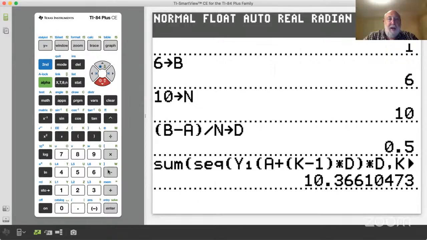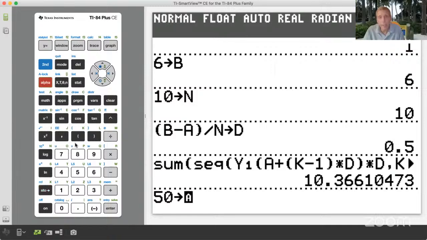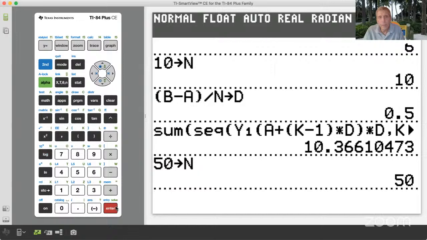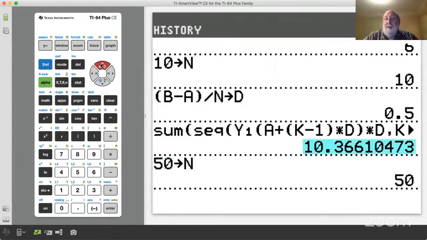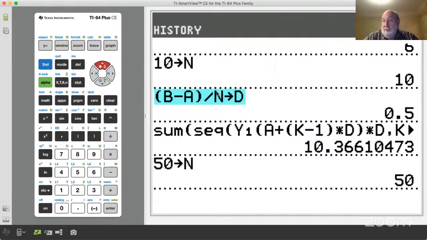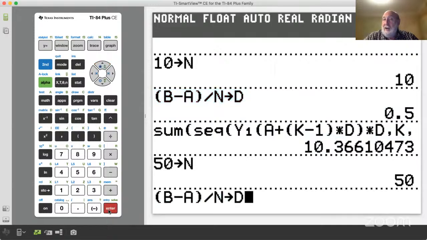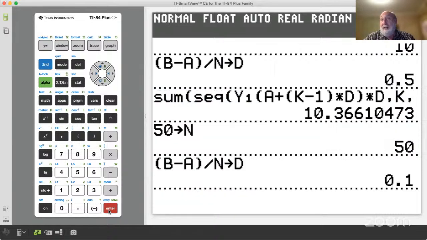Sure. So I'll do a 50 and store that in N. Now I need to recalculate my delta because I've got a lot more subintervals now. So let me just use my up arrow and go to that B minus A over N, store D. And let me just hit enter, it'll paste that down and recalculate. Okay, notice my new delta is 0.1.